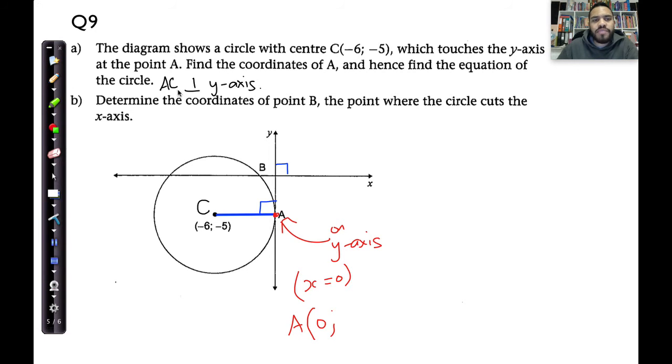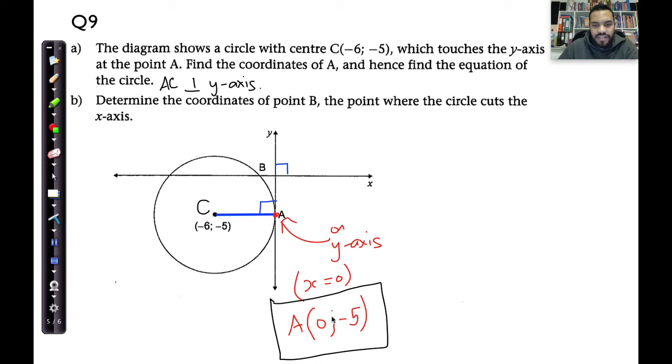Now, using the information that AC is perpendicular to the y-axis, in other words, it is parallel to the x-axis, that means that this value here in terms of y does not change. So if C over there has -5 on the y, then this must also be -5 on the y, and that will be the coordinate of A.